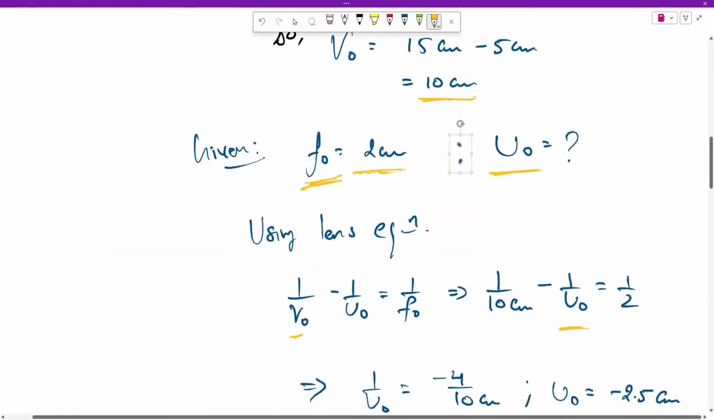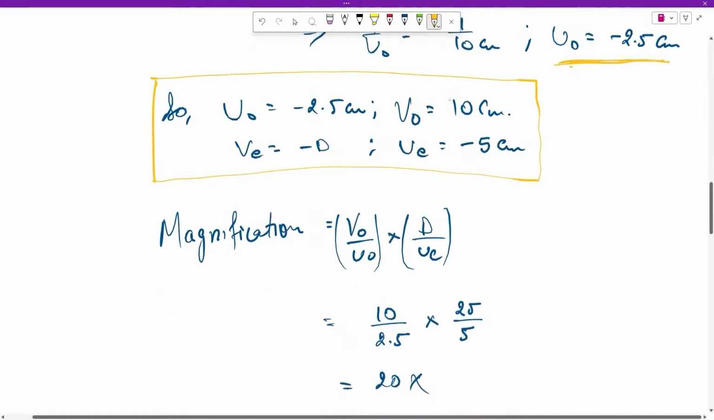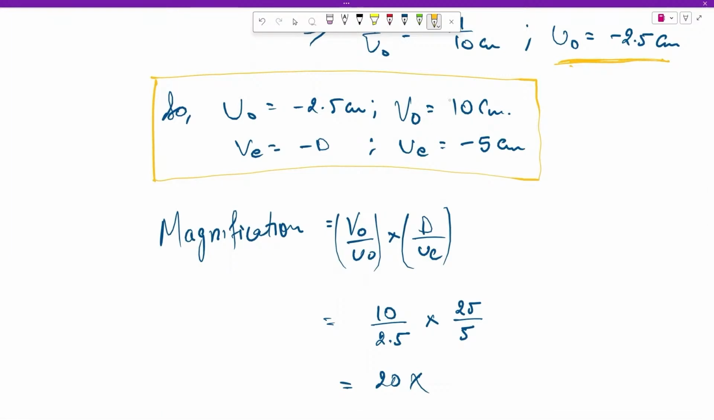Now we have to find out the value of magnification. So in this case, the formula for magnification is given by VO by UO multiplied by D by UE. Here VO is the image distance from the objective and UO is the object distance from the objective. D is the distance of distinct vision and UE is the object distance from the eyepiece. So we have all the values over here. We will substitute them and we will get a value of 20x.